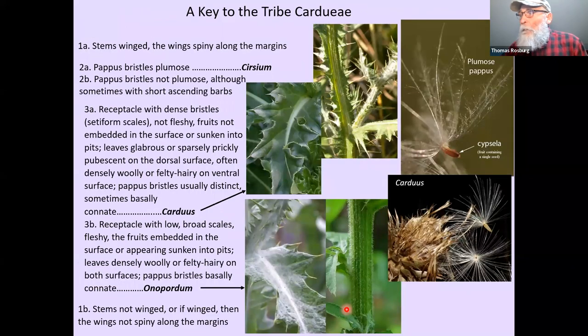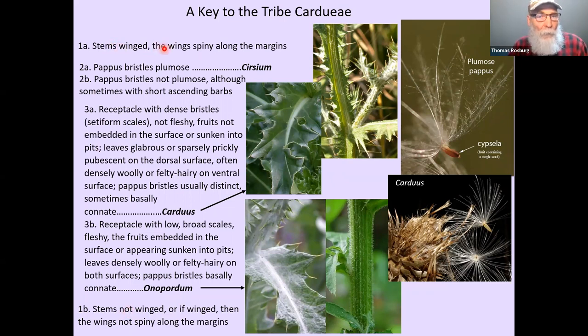So we're going to start here with the key to the tribe. This will key out to five genera that we have in Iowa. The first part of the key here is 1A. The couplet that goes with that is the 1B way down here. You look at the 1A and then you look at 1B, and in a key, those are going to be contrasting statements. Those statements are going to be saying two things, and the two things should be as opposite as possible.